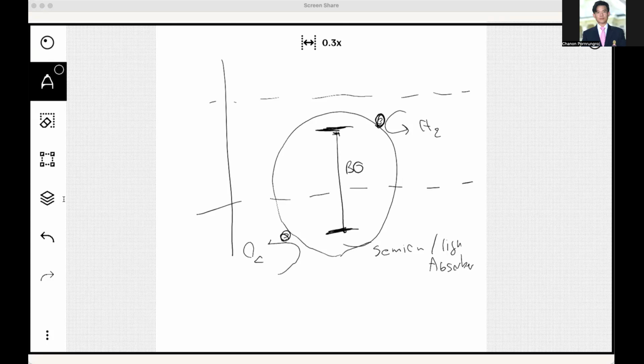Or you also have catalyst for carbon dioxide reduction. And redox potential is this line that shows the reaction that we want to achieve.